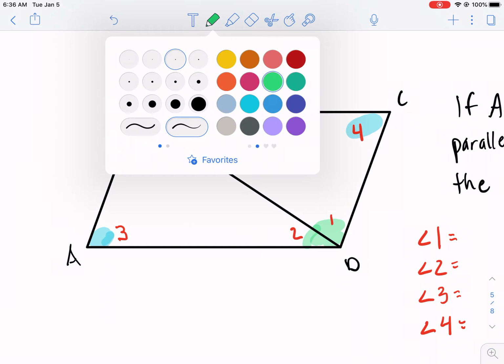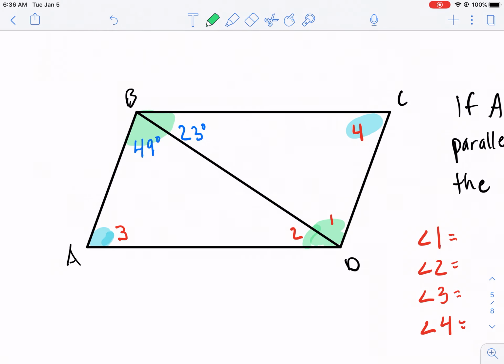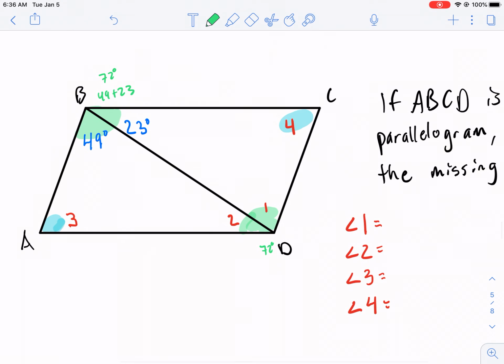Well, the first thing we need to do is some addition, 49 plus 23. That angle is equal to 49 plus 23. So if my math is correct, it's 72 degrees. Let me just double check that. Wouldn't want to make a mistake live on TV. So that is 72. Okay, so that big angle is 72 degrees.